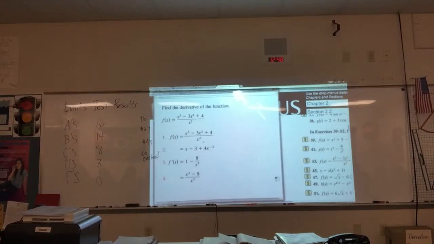X to the 3rd divided by x squared. That's x. Minus 3x squared over x squared, which is 3. Plus 4 over x squared, which is 4x to the negative 2.